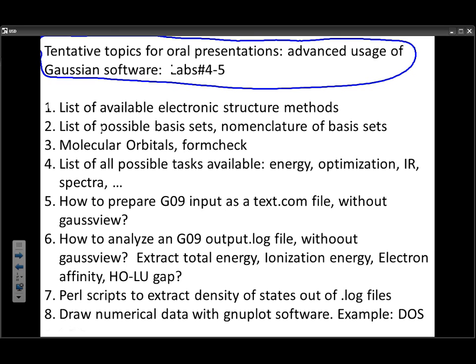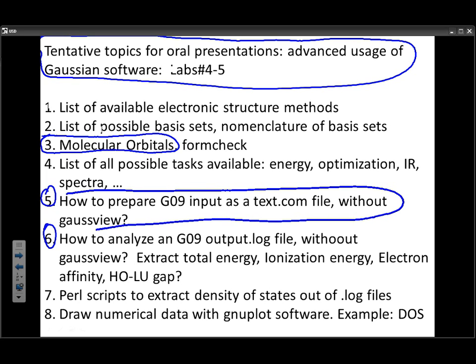What is most beautiful here is the skill of how to plot molecular orbitals. I would choose this one if I needed to present. What is most helpful for practical work, if you plan to use Gaussian in your everyday work, are those 5 and 6.